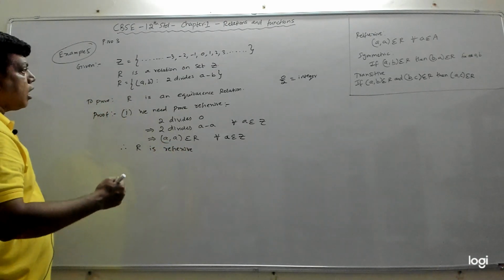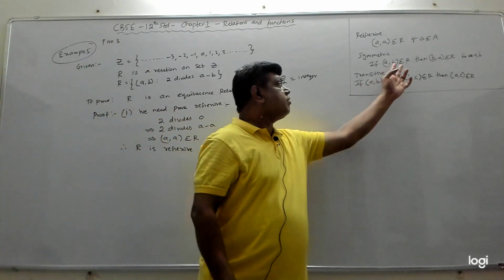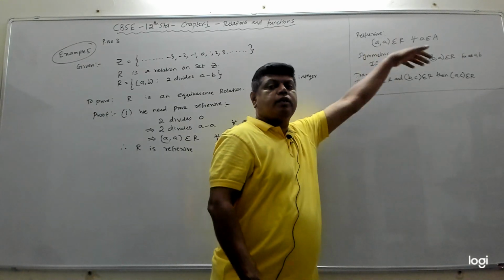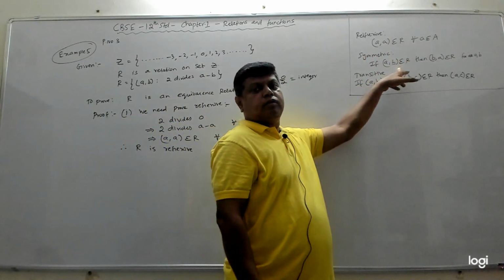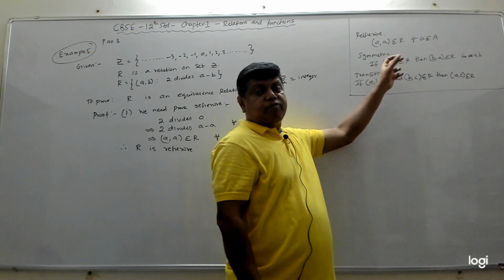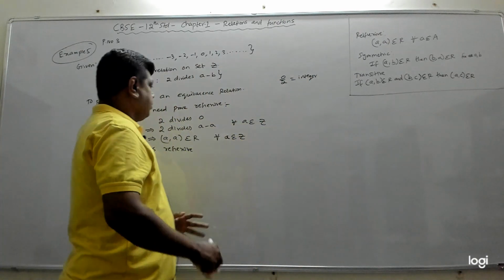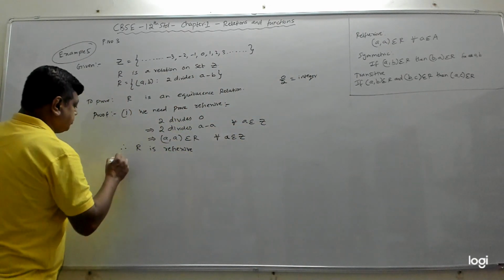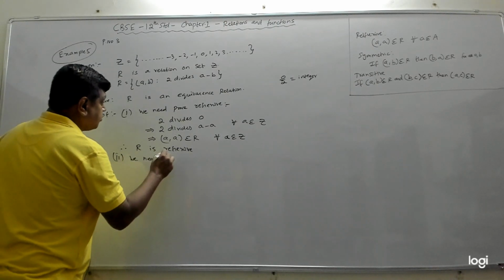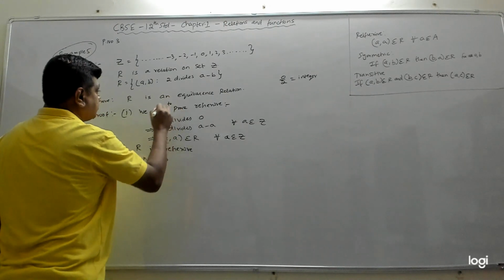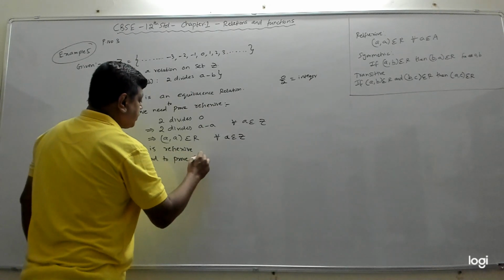Now we should prove that R is symmetric. For symmetric, we should take an element from R and we should say the reverse is in R. You need not prove that A comma B is in R. You need not prove this. But if I take an element A comma B from R, I should prove that the reverse is in R. So second part is we need to prove symmetric.